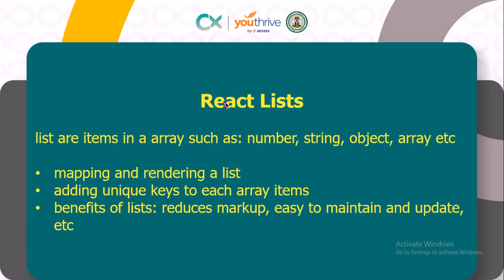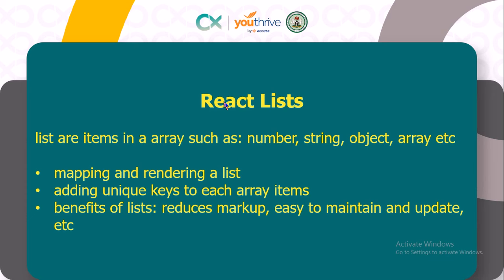So mapping and rendering a list, adding unique keys to each array item so that React will not frown at you, and so that it will be able to know when a certain item in the array has been updated and update that accordingly without re-rendering the page. The benefit of lists in React is that you reduce your markup, and it is easy to maintain and update, etc.